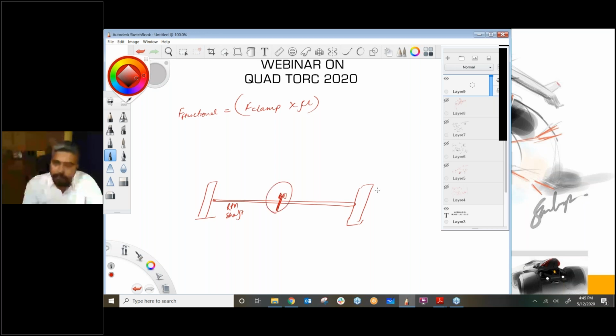suppose this is T rotor and this is T tire, if T rotor is greater than T tire or T drive shaft, then your system will work, but consider the efficiency of the brakes too. Consider the losses and all. So efficiency may be considered at 0.8 or 0.9. Just study about these things, and this is how you can design the brakes for your vehicle.